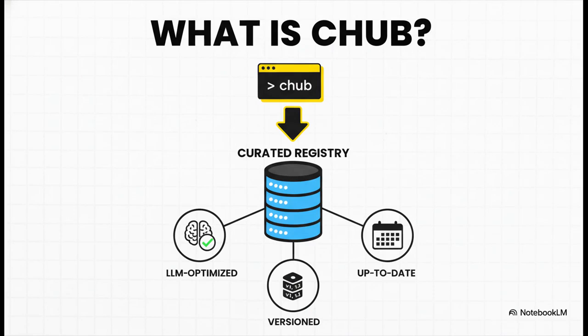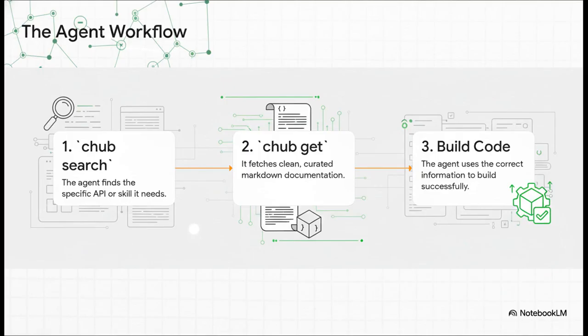So say hello to Chub. At its heart, Chub is this lightweight command line interface, and it plugs right into a special registry. Now, don't just think of this as boring old documentation. It's more like a curated library of knowledge. It's always up to date, it's versioned, and crucially, it's been specifically formatted so that a language model can understand it perfectly. And the way the agent uses it, it's just beautifully simple.